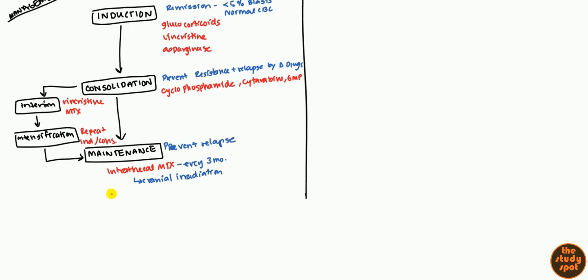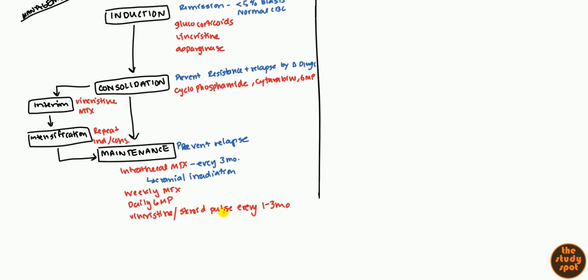And so what you also do after giving intrathecal methotrexate every 3 months, you also do weekly methotrexate. You do a daily 6-mercaptopurine, and you do a vincristine glucocorticoid pulse every 1 to 3 months. So this is kind of what you do to make sure he doesn't relapse.